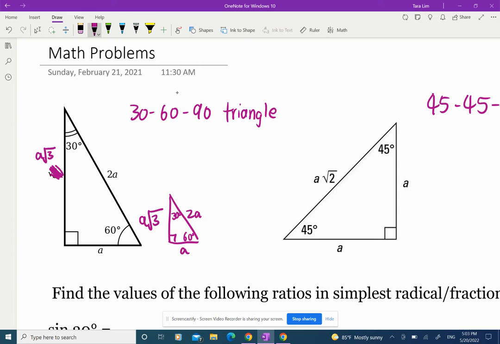Of course, if you rotate it and make it like this, and if this is 60 degrees and this is 30 degrees, the ratios will also be the same. So this is going to be 2a, this is going to be a, and this is going to be a square root 3. No matter how big or small these triangles are, the ratio of the sizes are always going to be the same.